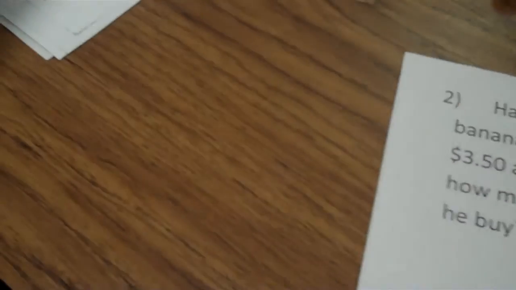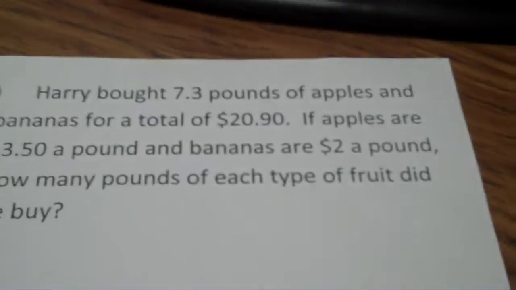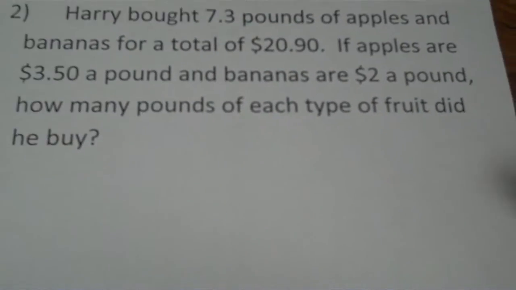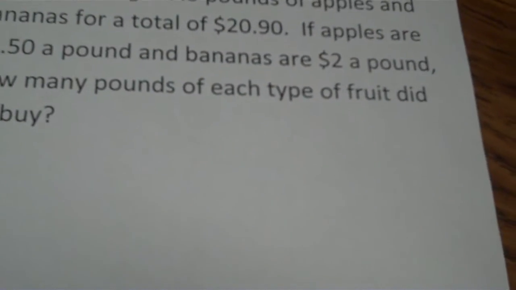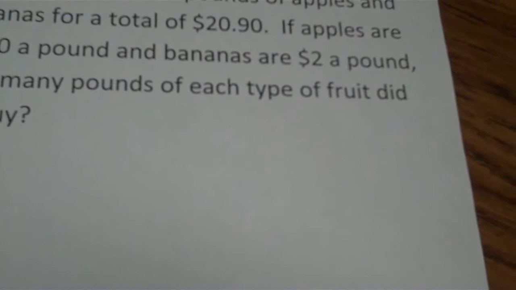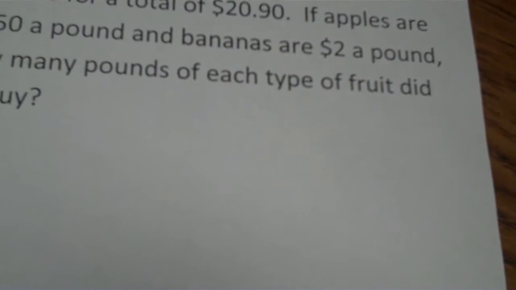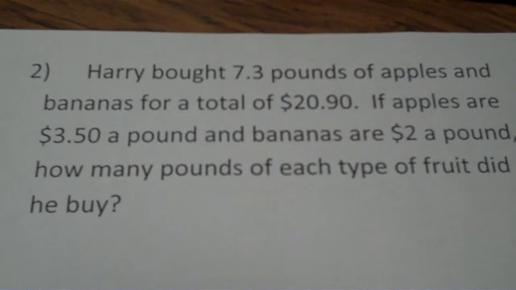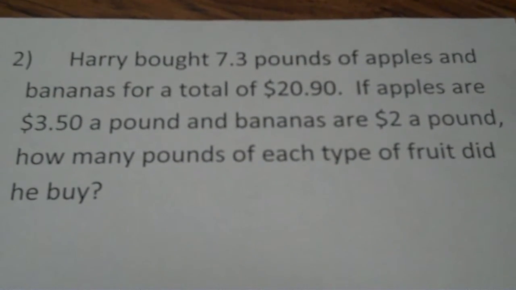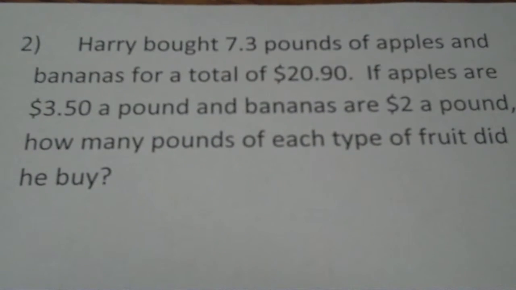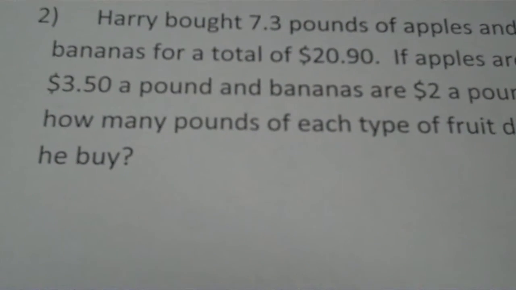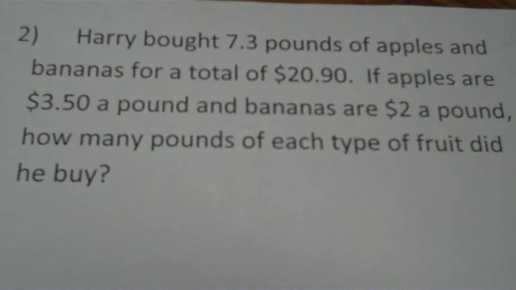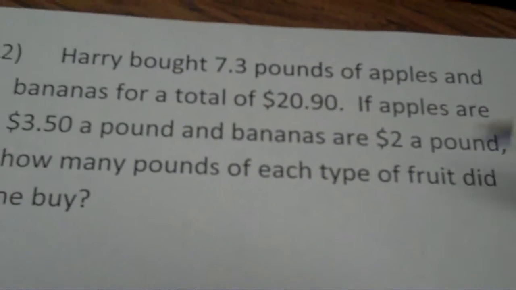Okay? The next one we're going to do really quickly. I'm not going to explain the steps as much, but we're going to go through it. Harry bought 7.3 pounds of apples and bananas for a total of $20.90. I know apples and bananas are not going to be as expensive as I say here, but just go with me. If apples are $3.50 a pound and bananas are $2 a pound, how many pounds of each type of fruit did he buy? Okay, this is a question straight off a test. I think they use like almonds or some sort of food. I don't know. Same thing.